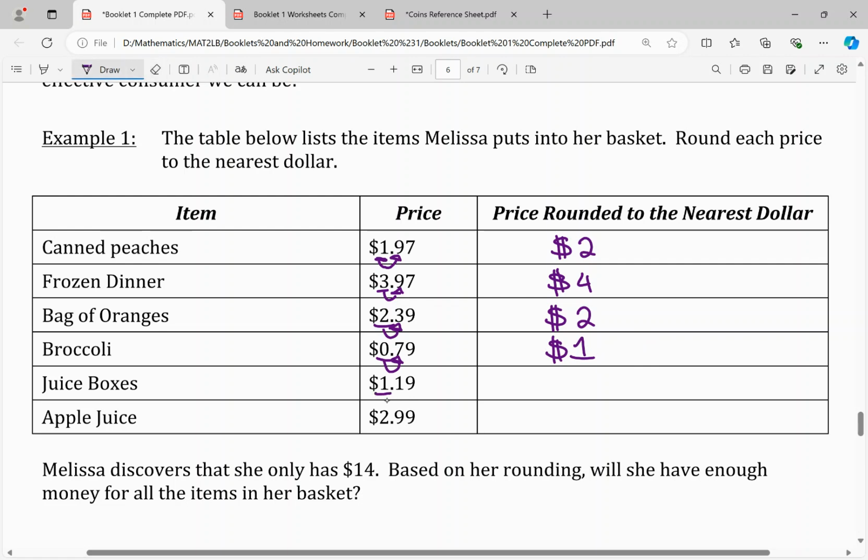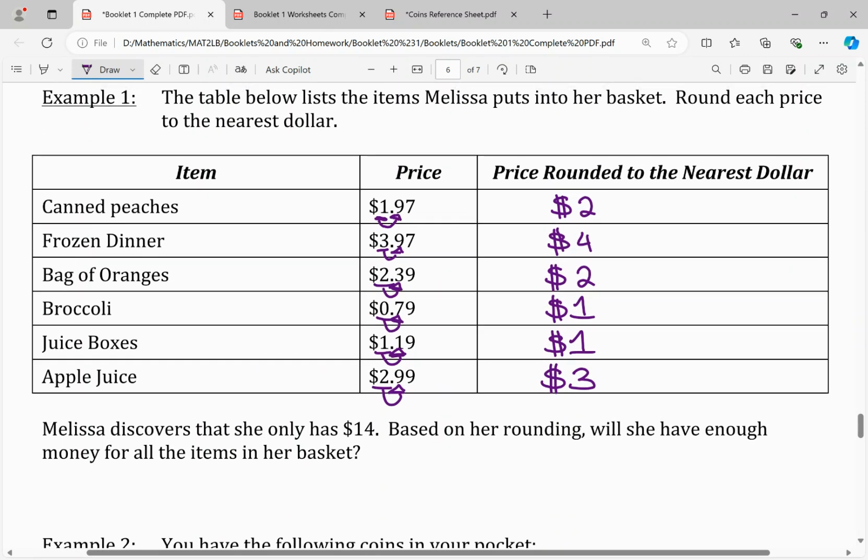Juice boxes cost $1.19. We're rounding that first 1 to the left of the decimal, and we use the 1 after it to tell us how to round. That 1 tells us to round down, so it stays the same, just $1. Finally, apple juice. We're rounding 2. The 9 tells us to round up because it's greater than 5, so that 2 is going to go up to 3. That is $3.